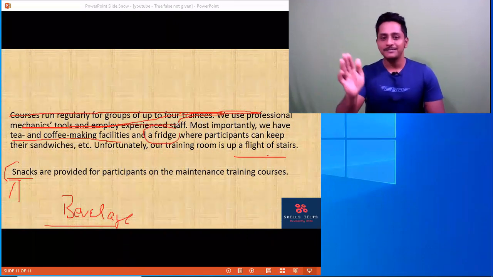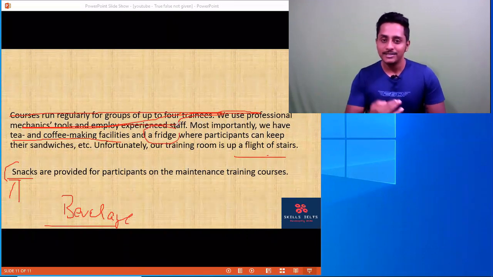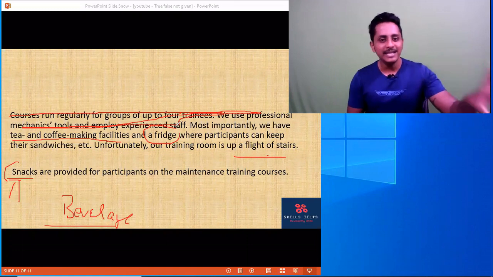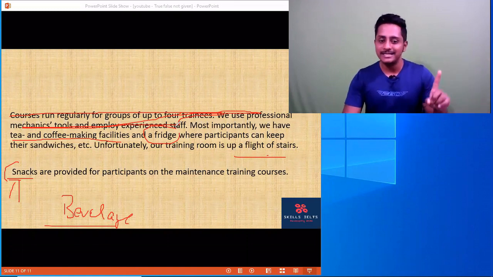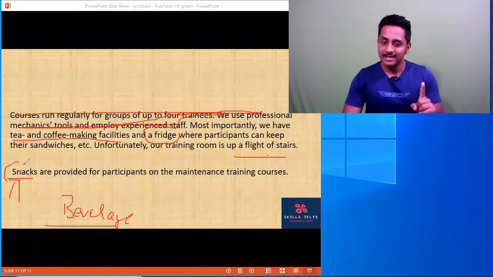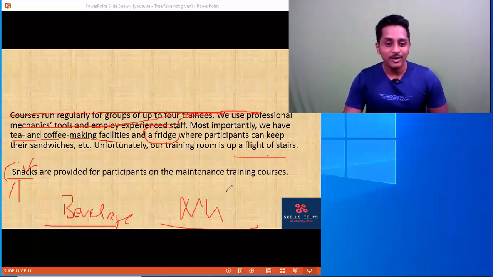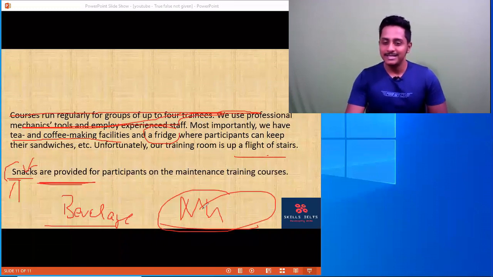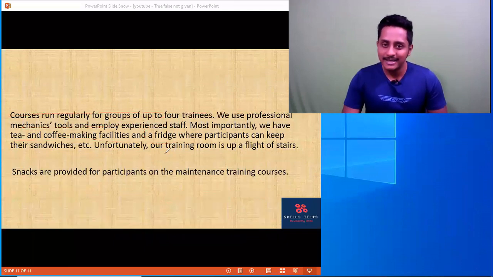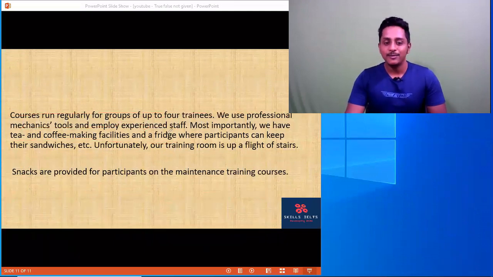But there is a fridge as well. If you happen to pass by McDonald's before reaching the center, and you got your sandwich or a burger, then you can just keep it there. What does it mean? Inherently, it's not given. "Snacks are provided" - you cannot say that, because inherently it means they're not giving it. Snacks are not given. That is the reason they say we provide a fridge to keep your sandwich.